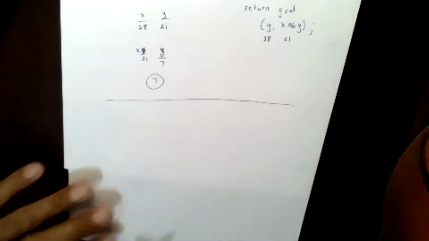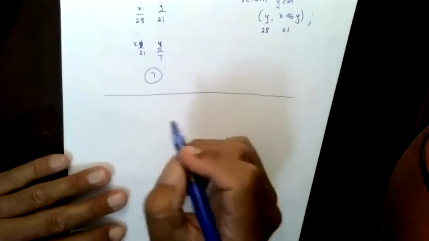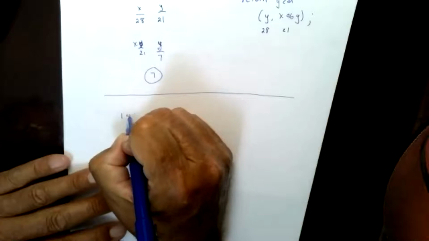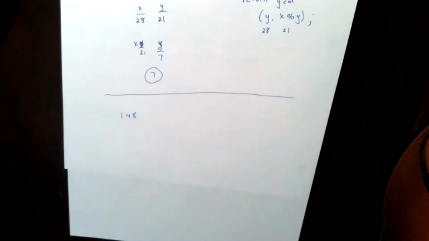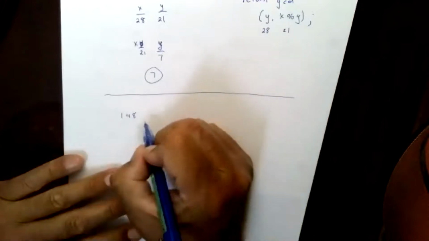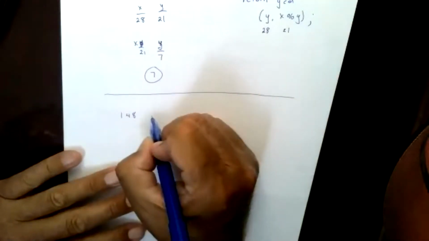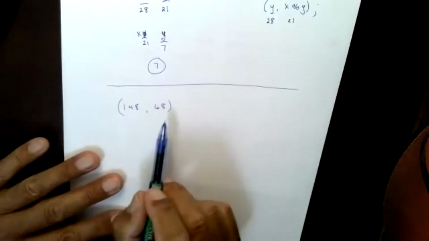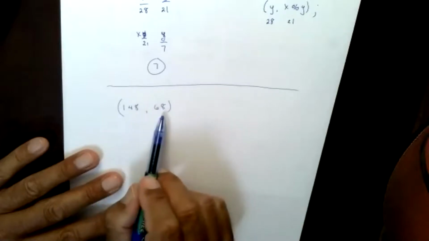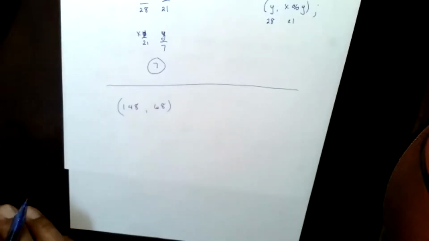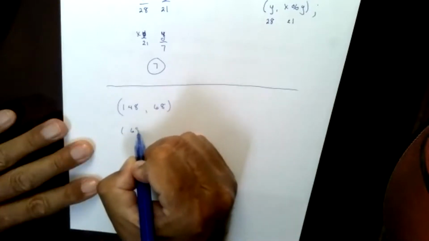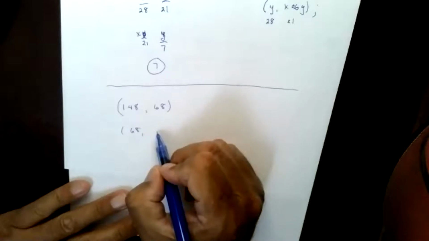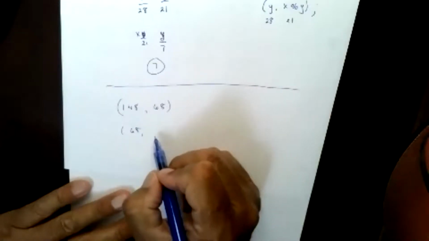We will try this again. I need two numbers. 148. Somebody give me another number. 68. When I do the GCD, remember what I want. Does 68 go into 148? No. So this is 68, and this becomes the remainder of 148 divided by 68. What's the remainder?